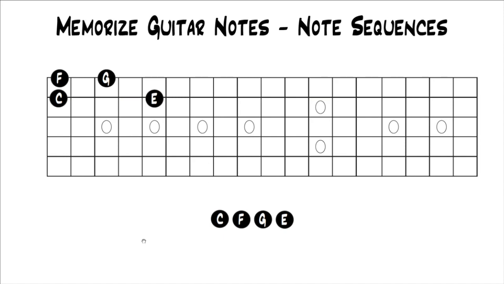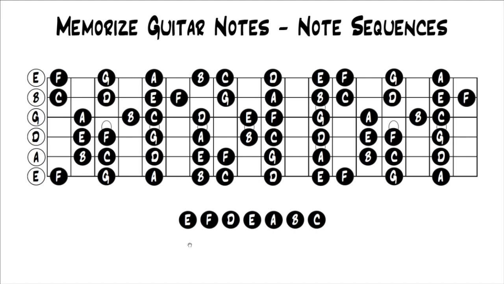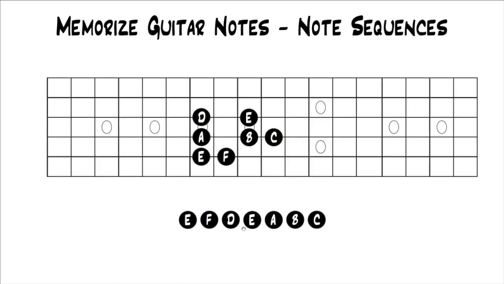I recommend starting with the C major scale, which is all the natural notes, so that it makes it a little simpler. But I could do something more complicated like going E, F, D, E, A, B, C and playing a sequence with those notes. And for example, if I played it here, I would be playing E, F, and then I'd be skipping a string, playing D, E, and then A, B, C.